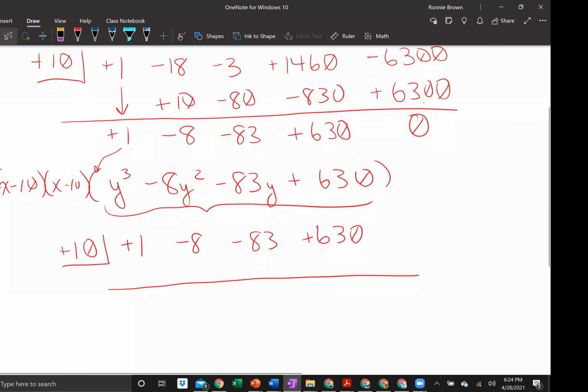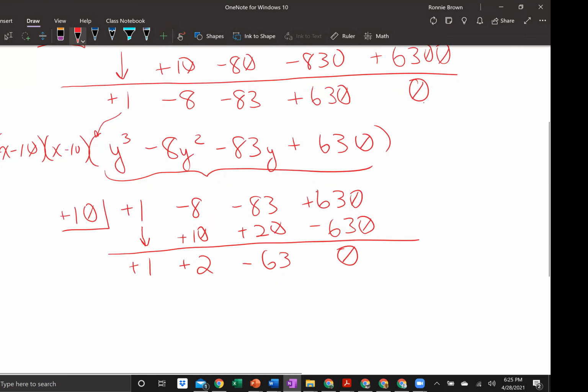Nothing's missing. So we go ahead and drop down the 1. 10 times 1 is 10. Negative 8 and positive 10 make positive 2. 2 times 10 is 20. Negative 83 plus 20 is 63. 63 times 10, negative times positive, makes a negative 630. And we knew that it had to work out evenly, right, with no remainder. This 0 represents no remainder because they said that it had a multiplicity of 2. So that x minus 10 is a factor twice.